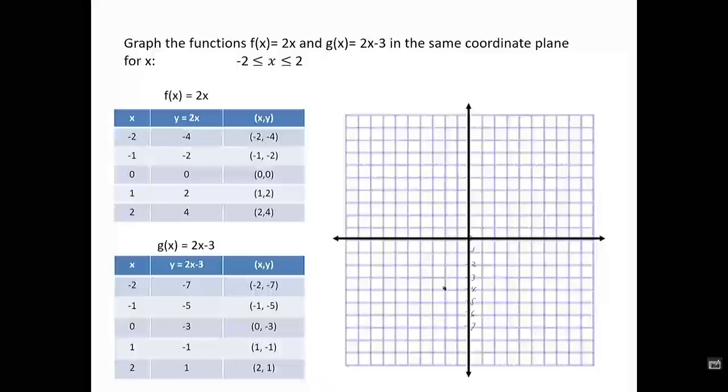The next point is (-1, -2). (-1, -2) is here. (0, 0) is here. (1, 2): the x coordinate is 1, the y coordinate is 2. (2, 4): the x coordinate is 2 and the y coordinate is 4. And now to obtain the graph, we connect the points.